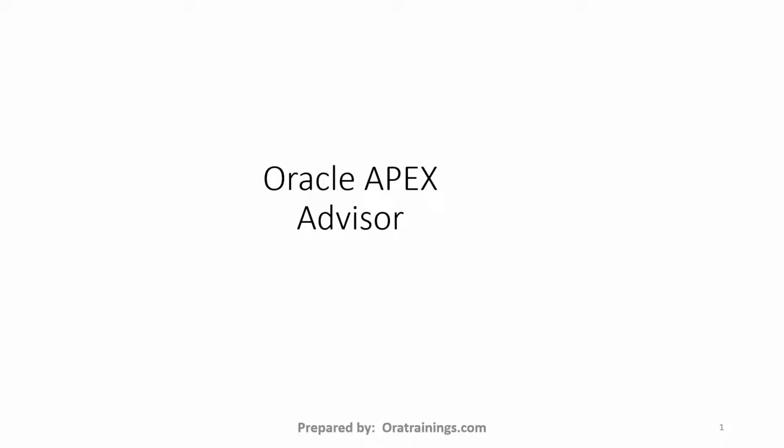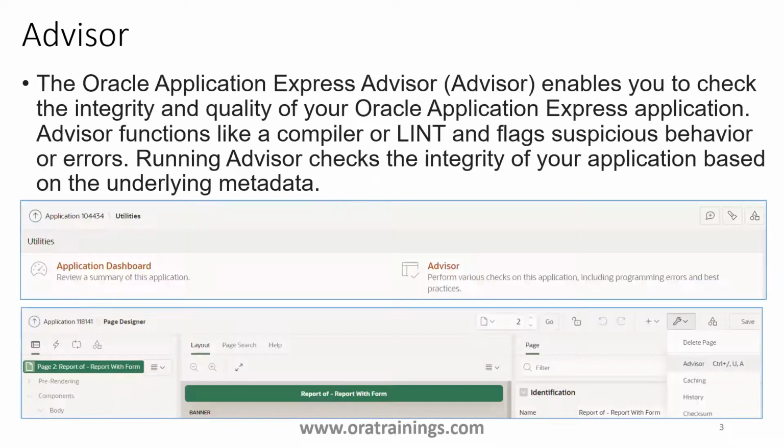In this session, we'll discuss a functionality called Advisor in Oracle APEX. Let's get into the agenda. We'll be discussing only Advisor in this one, and let us understand what Advisor is all about. Advisor is a functionality which enables us to validate the application for any of the suspicious errors which an application may have.